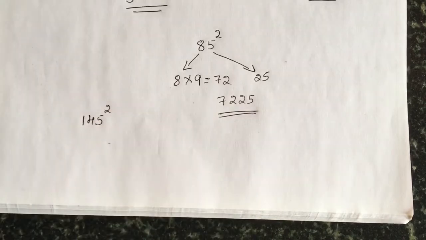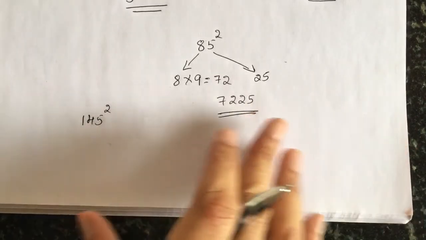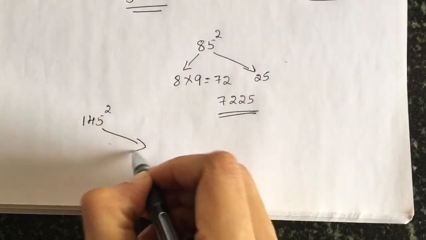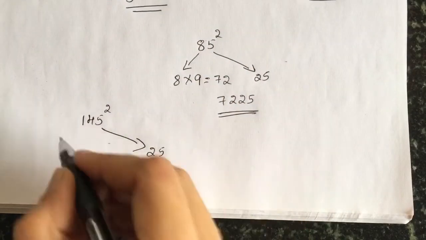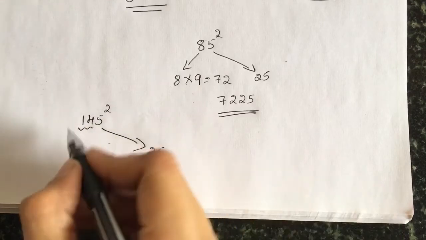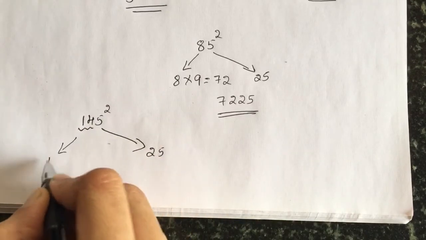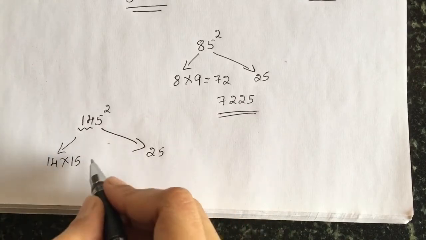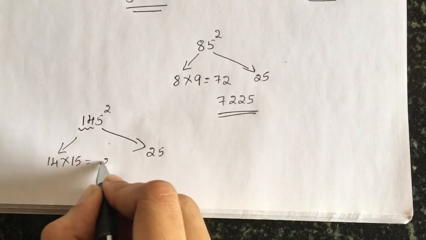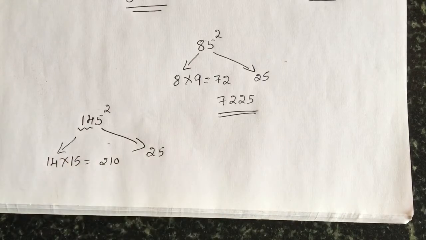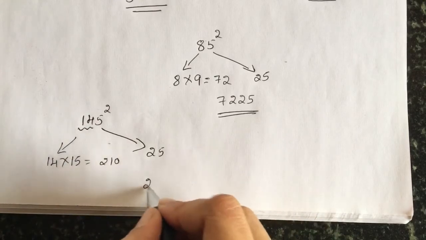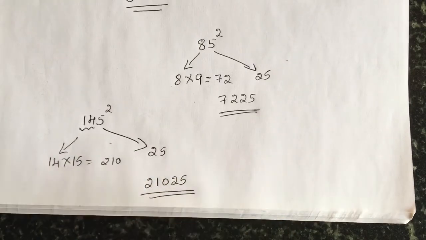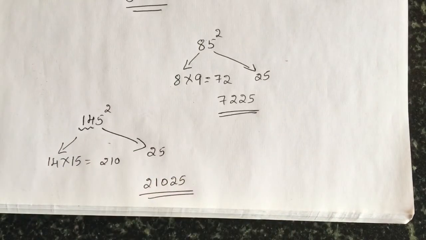Okay, this is the case which ends with 5. So you apply the same method for this. So 5 square is 25. You take these 2 digits. So you write 14 into the next number of 14, which is 15. So 14 into 15 is 210. We know that. So the answer is 21,025. You can cross check.